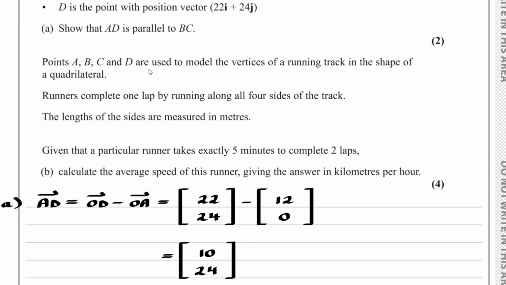Points A, B, C and D are used to model the vertices of a running track in the shape of a quadrilateral. Runners complete one lap by running along all 4 sides of the track. The lengths of the sides are measured in meters. Given that a particular runner takes exactly 5 minutes to complete 2 laps, you have to calculate the average speed of this runner, giving the answer in kilometers per hour.